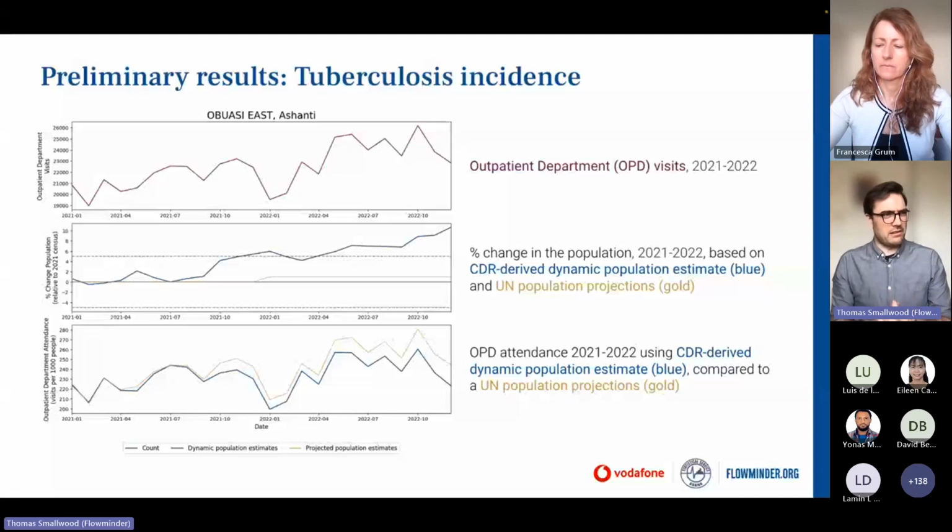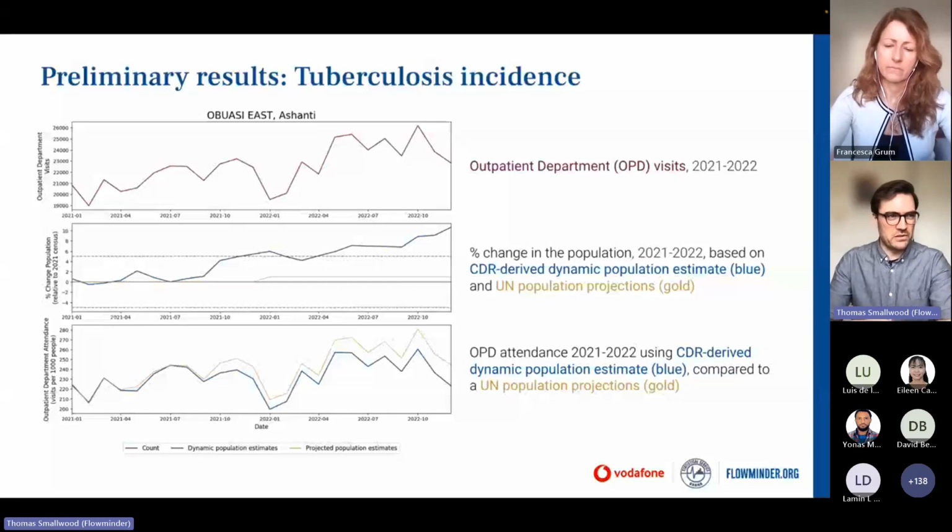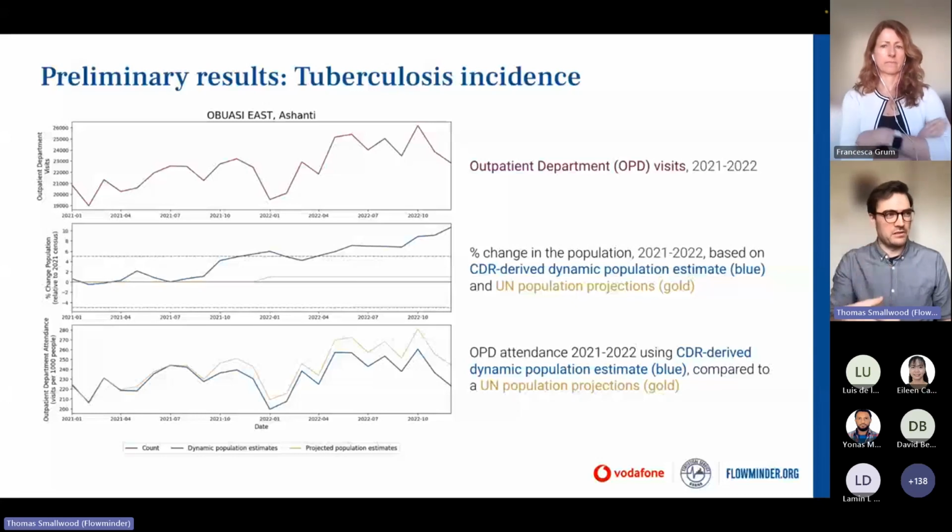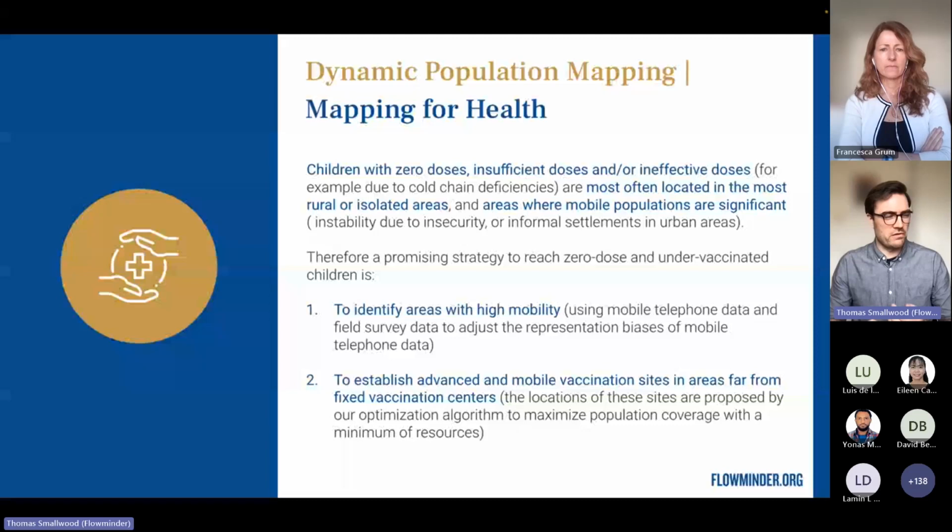The second public health example I want to talk about is our Mapping for Health project in the Democratic Republic of Congo. So children with 0 doses, insufficient doses, or ineffective doses for various vaccines are most often located in the most rural or isolated areas, or areas where there are significant mobile populations. One of the potential causes of this is, for example, deficiencies in the cold chain storage of vaccines.